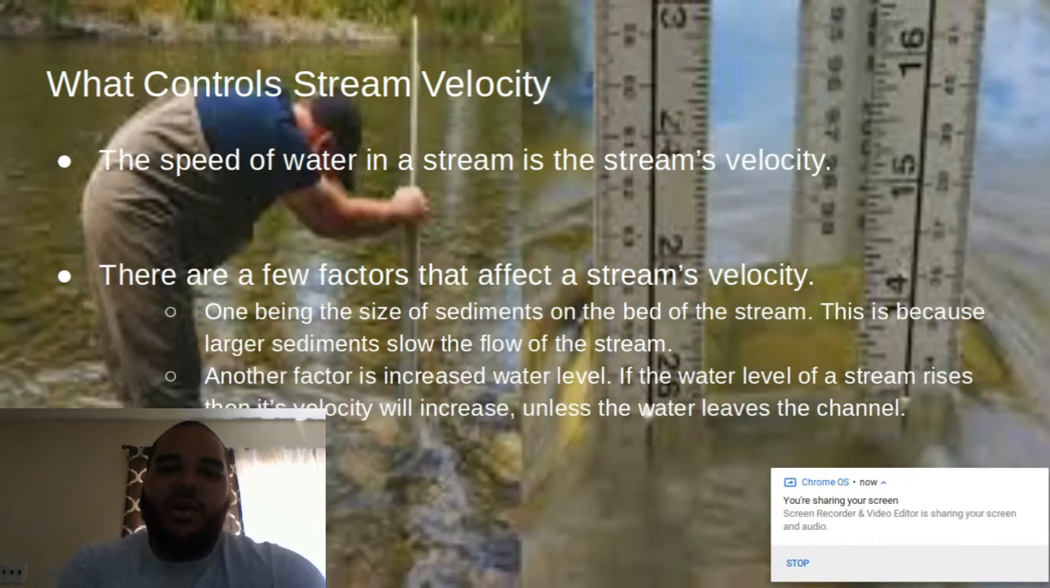So we'll start off. What controls stream velocity? The speed of water in the stream is the stream's velocity, obviously. There's a few factors that control that. I might go out of order. I'm trying not to read right off the PowerPoint.